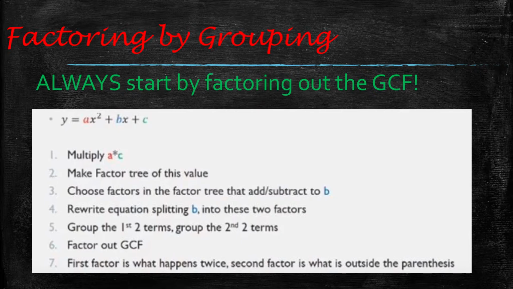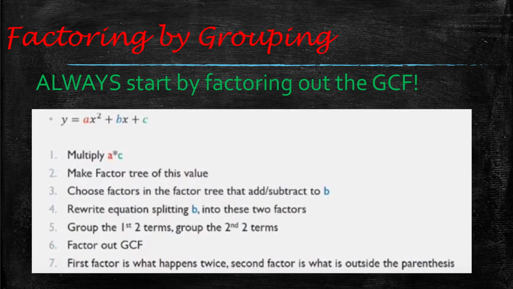To factor a trinomial, which has three terms, we are going to use the grouping method. You saw a little bit of this when we had 4 terms. But when you have 3 terms, you're going to have to turn it into four terms so that you can use grouping. You always want to start by factoring out the GCF if there is one. And then I've written out the steps here on how to factor by the grouping method.